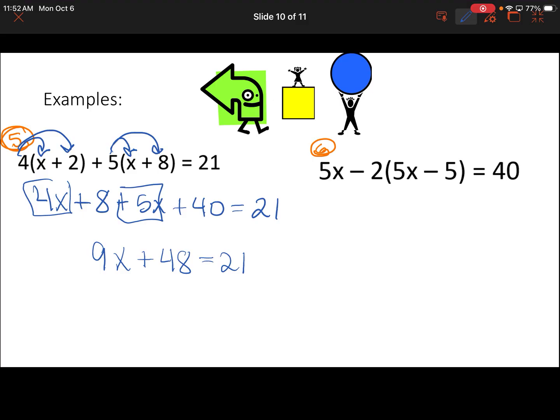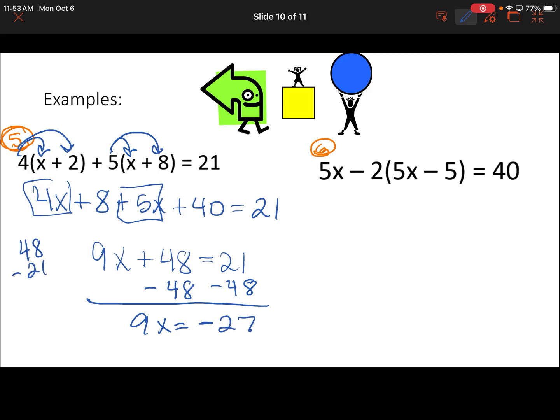If you don't have what I have, we got to be fixing it. Then I'm going to subtract 48 from both sides. 9x equals -27. If you can't do this in your head, you got to come over here and write 21 minus 48. It's 27. It would be -27. Dividing both sides by 9 gives me x equals -3. Write number 6 quickly.